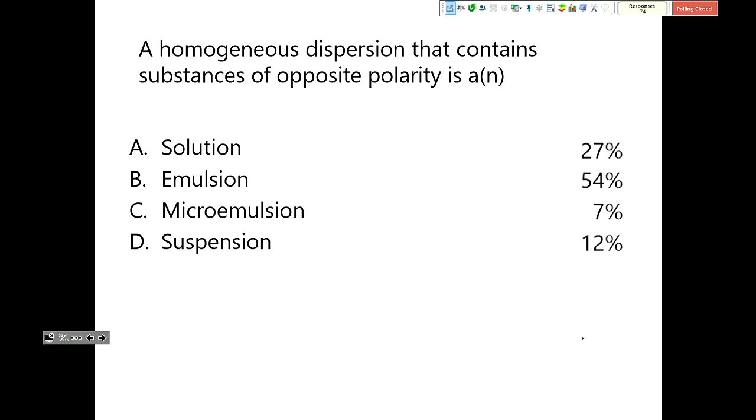Solution is homogeneous, but the opposite polarity is what throws that one off. Same thing with suspension. Technically, both of these are okay. Emulsions or colloidal dispersions would have a homogeneous appearance, microemulsions as well. So technically either B or C could be acceptable.